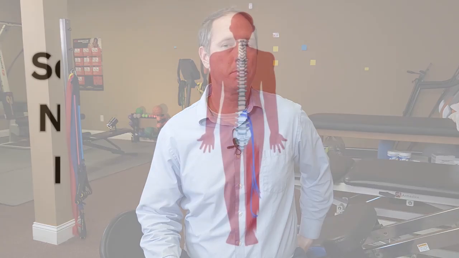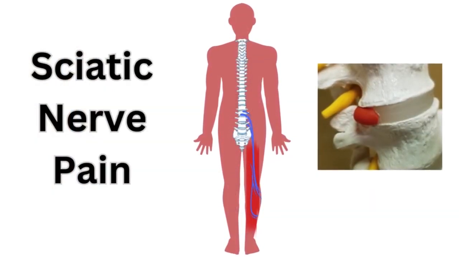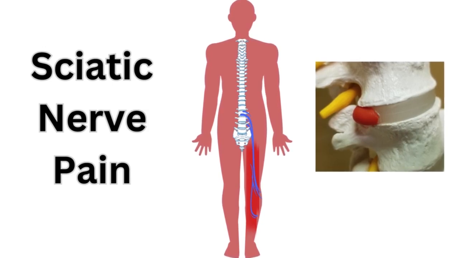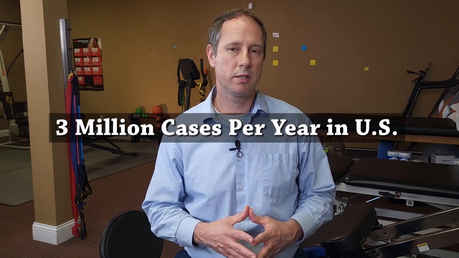Sciatica refers to a pain that travels down the sciatic nerve. The sciatic nerve exits the lower back, goes through the buttock, down into the leg, and can go all the way down to the calf or to the foot. Oftentimes, the sciatic nerve pain is caused by a herniated disc. According to Mayo Clinic, this is pretty common. There's about 3 million cases of sciatica reported every year in the United States.